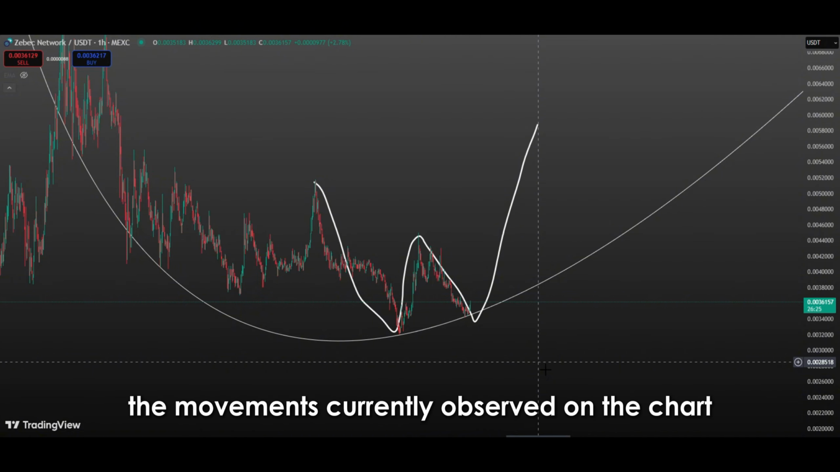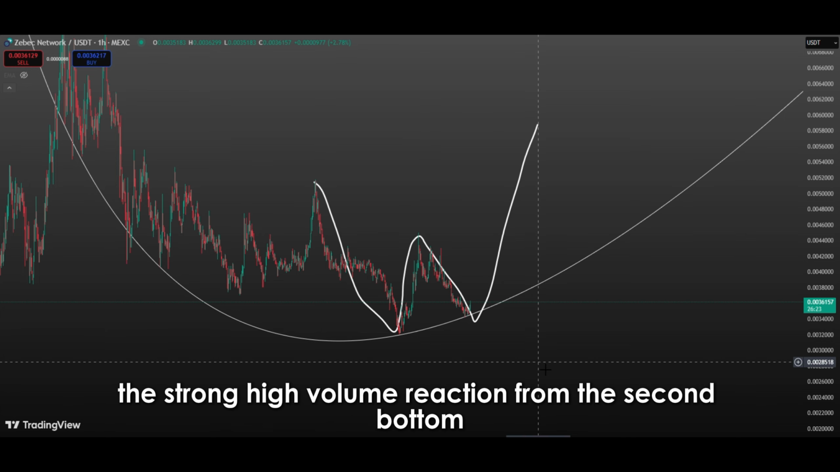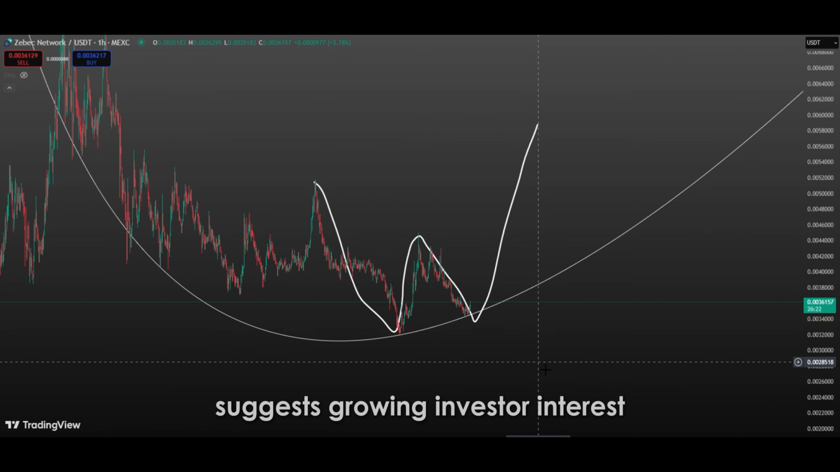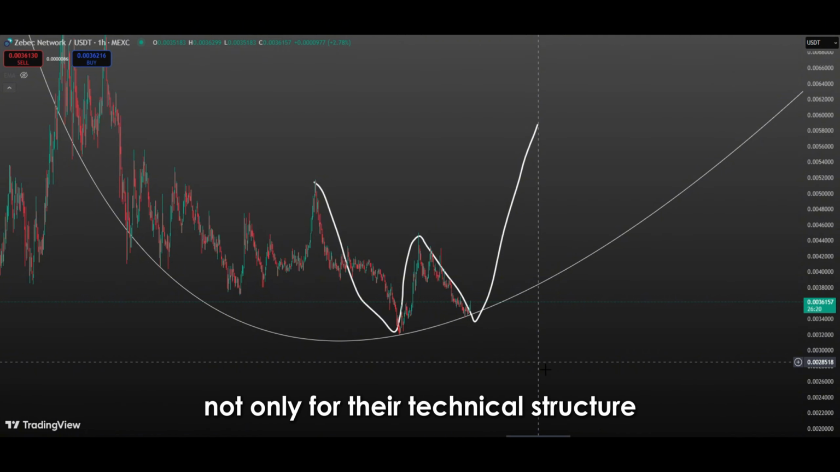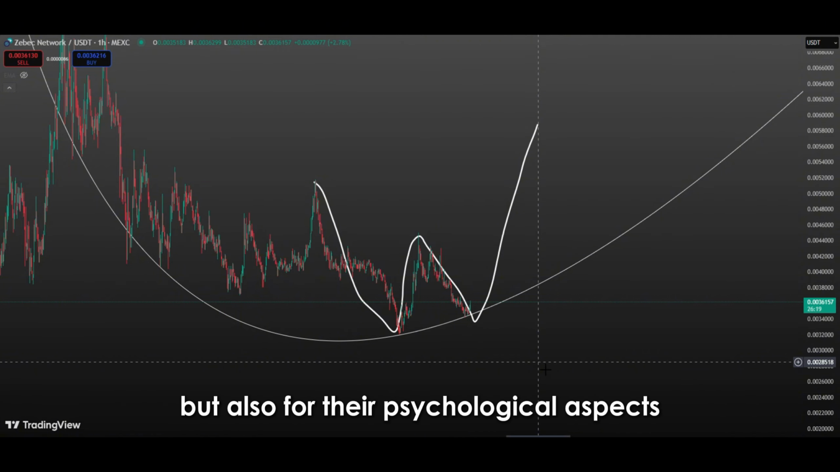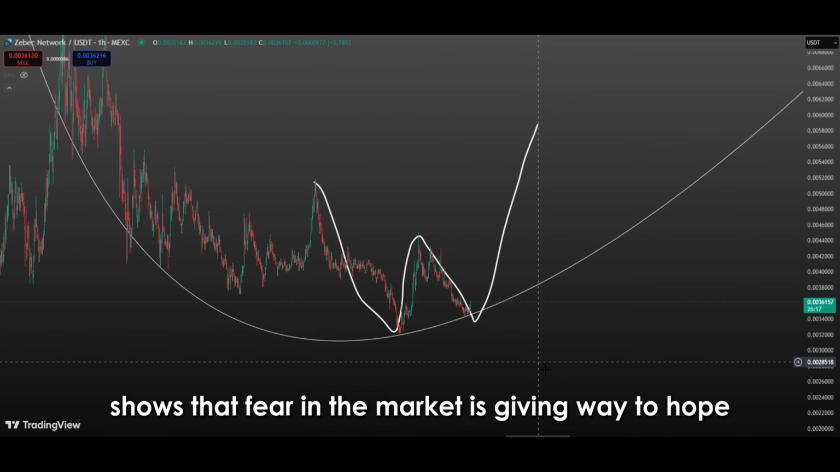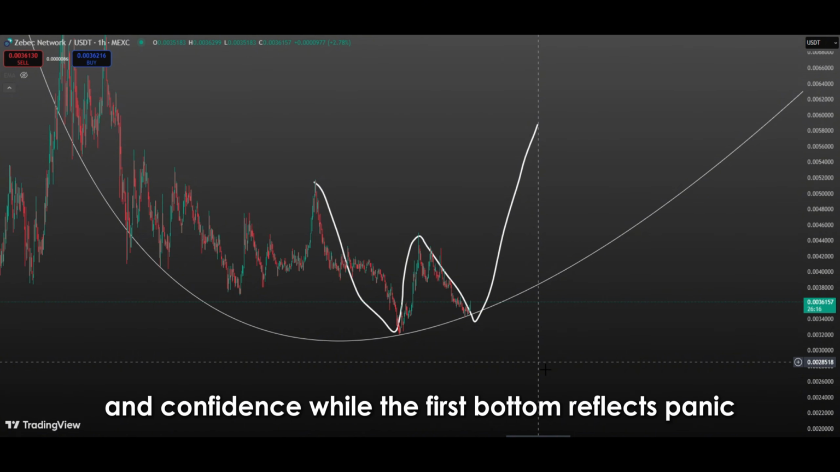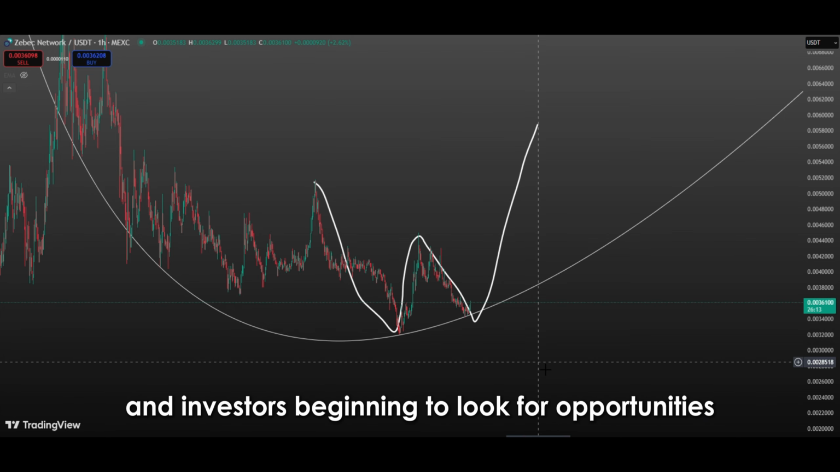The movements currently observed on the chart support this positive scenario. The strong high-volume reaction from the second bottom suggests growing investor interest. W patterns are important not only for their technical structure, but also for their psychological aspects. This formation shows that fear in the market is giving way to hope and confidence. While the first bottom reflects panic, the second bottom usually sees reduced panic and investors beginning to look for opportunities.